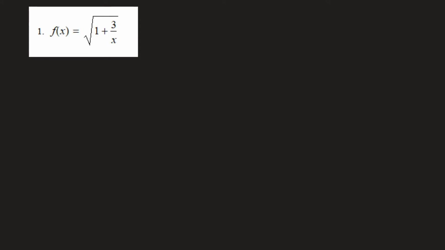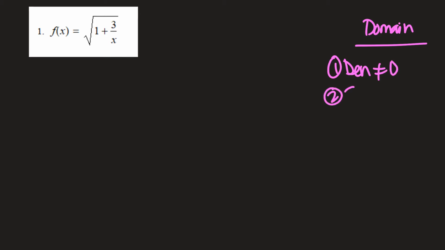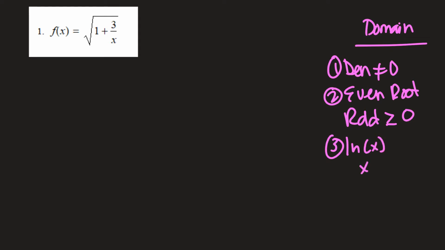Okay, so when we're talking about domain, remember we talked in class that there are some basic rules about domain that we have to consider. The first is that the denominator can never be 0. If we have an even root, the radicand has to be greater than or equal to 0, and the argument of a natural log has to be greater than 0. Those are the three most common restrictions when you're talking about domain. So let's look at this first problem.